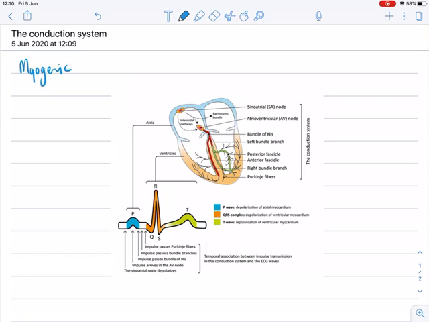Now the electrical impulse will change in its pace depending on requirements, and this is done through systems called the sympathetic and the parasympathetic nervous systems. But relating to the heart, it's called myogenic. Now, some of these terms we can change across to being slightly less scientific, and you'll be able to get an understanding of what it is.